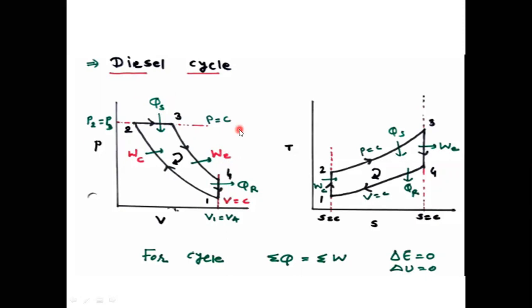So sigma Q is QS minus QR. And what is sigma W? You can see here there are two types of work interaction during this cycle. One is compression work and another is expansion work. So it's W expansion minus W compression. It's W net, and W net is equal to Q supplied minus Q rejected.